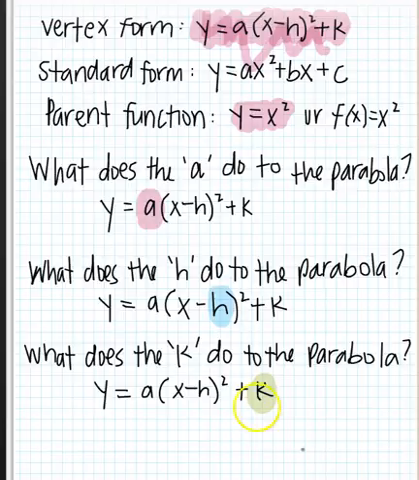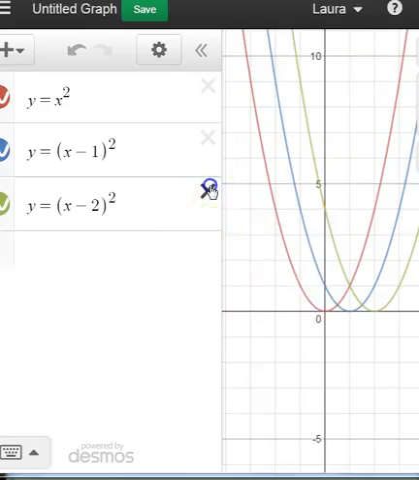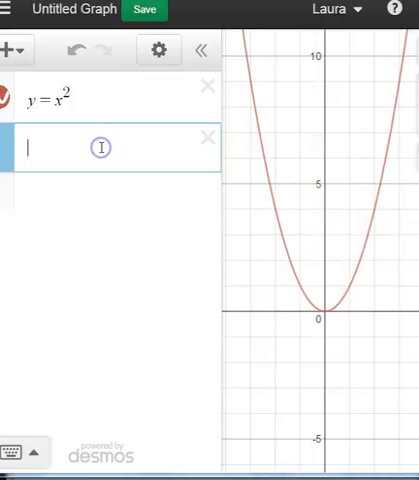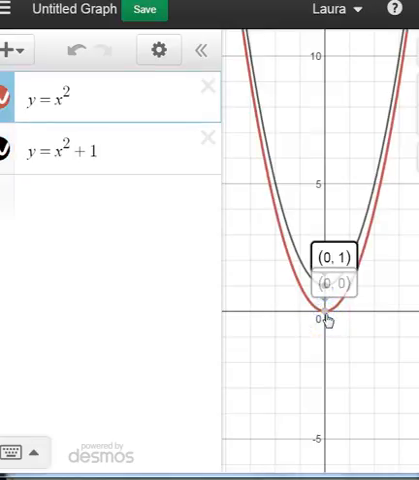And then lastly, we're going to see what happens to the k. What does the k do to the graph, to the parabola? So let's go back to our Desmos, and let's clear out all these extra graphs except for the parent function. So now we're back to the original function, and I'm going to say y equals x to the second, and then plus 1. Ooh, interesting. So it moves the vertex, instead of 0, 0, up to 0, 1.